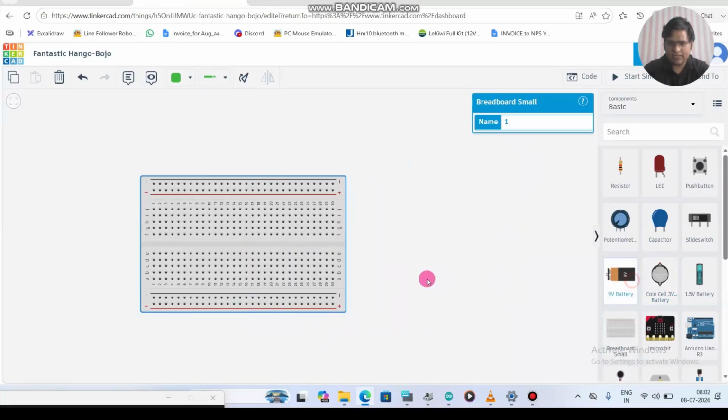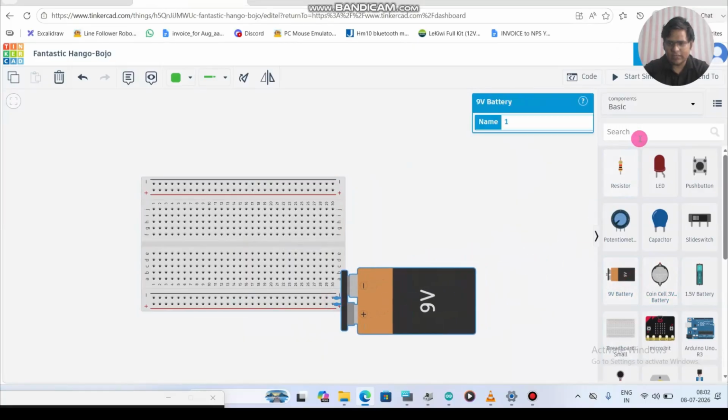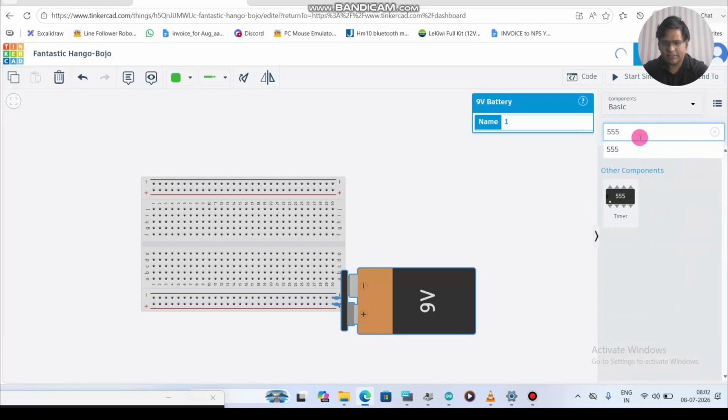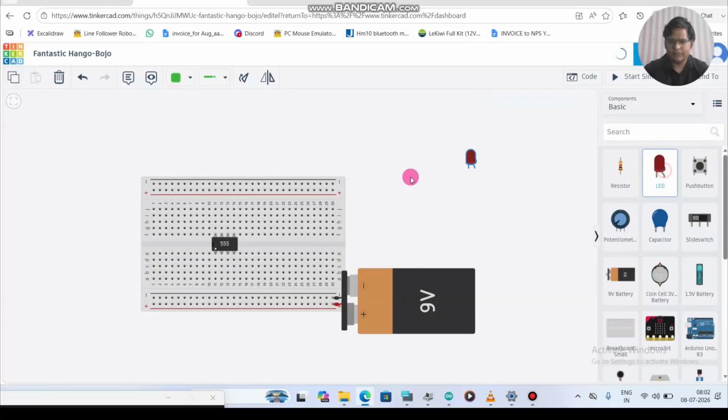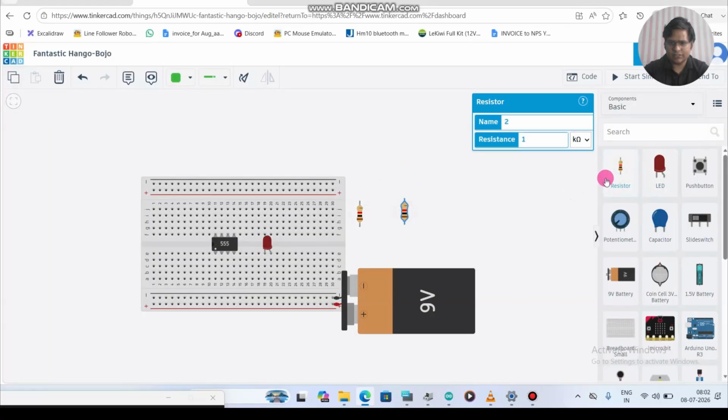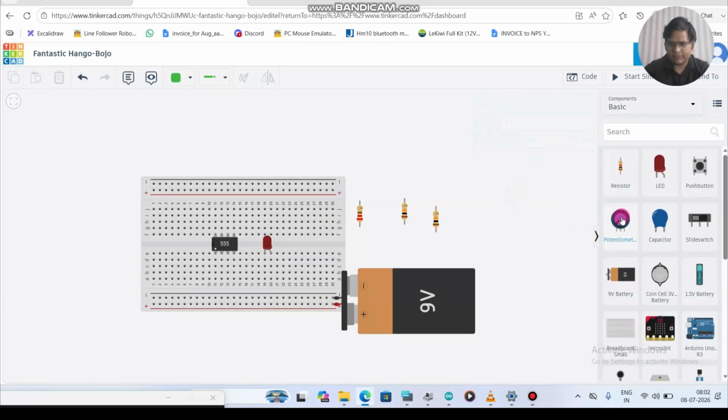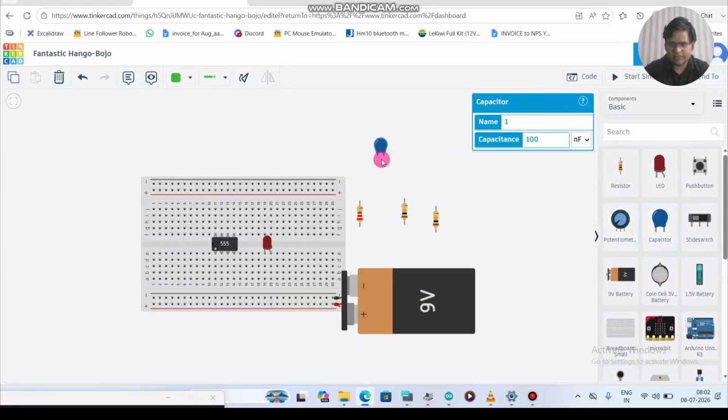So this is the 9 volt battery. I'll connect, and then the 555 IC. I'll take the 555 IC and two 10 kilo ohm resistors. First LED also, I'll take an LED. Resistor 1, resistor 2, resistor 3. Okay, value 10 kilo ohm, 10 kilo ohm, and this one 220 ohm. Three resistors I have taken, and then I need a ceramic capacitor.